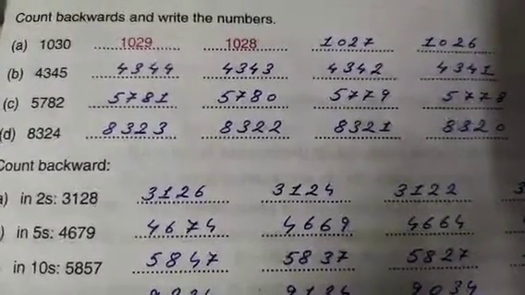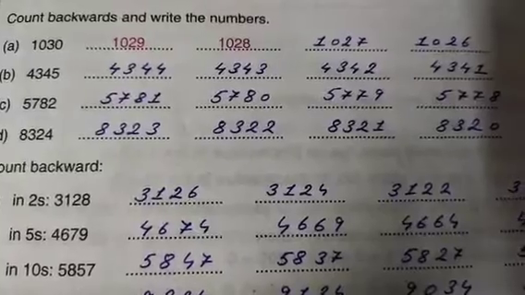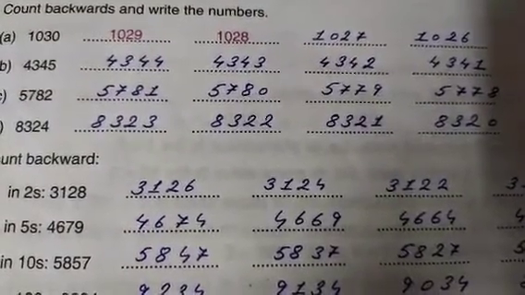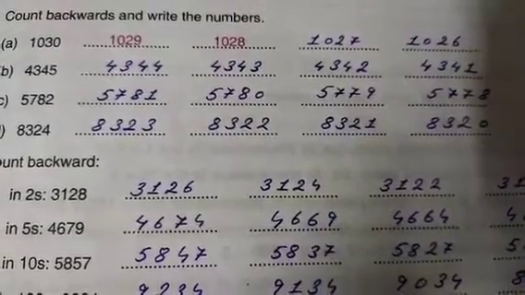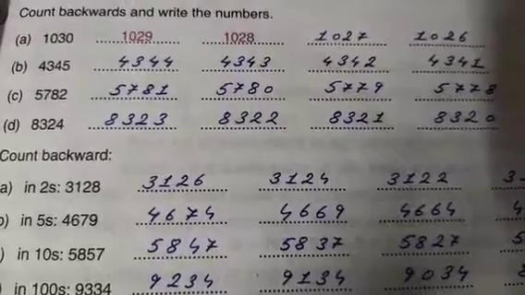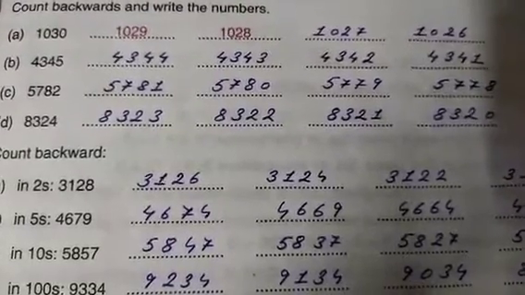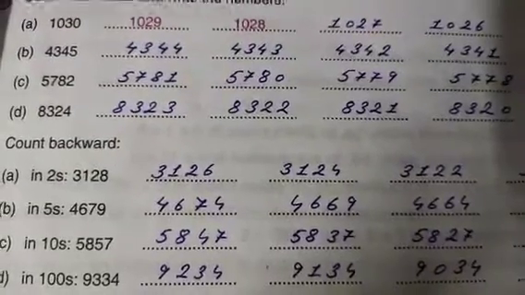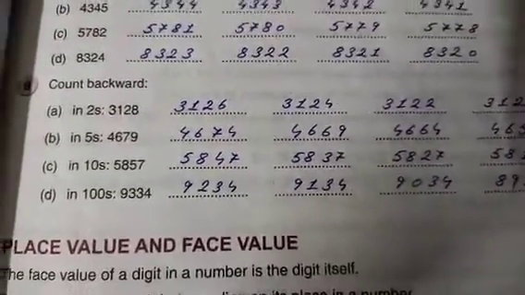4,345, 4,344, 4,343, 4,342, 4,341. Now, children, please do C and D for homework. Please do it on your own. Okay, back counting, same way.